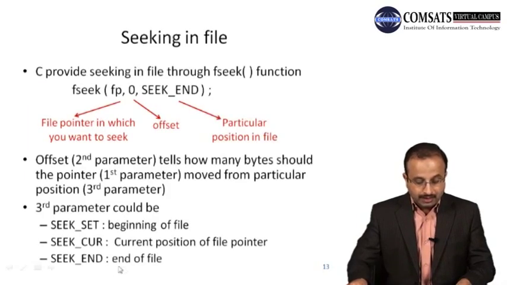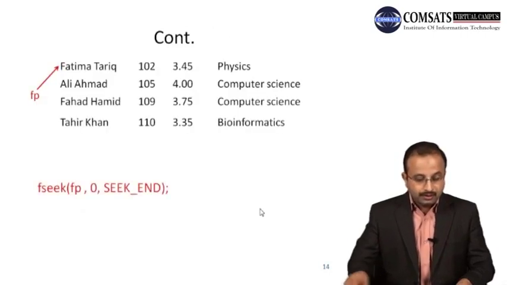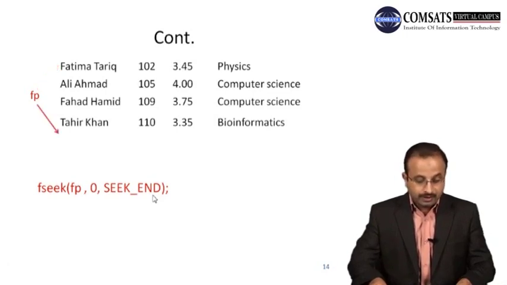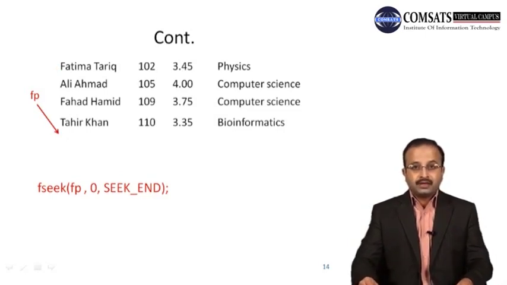So SEEK_END means end of file, SEEK_CUR means the current position of the file pointer, and the beginning of the file is SEEK_SET. So when this is executed, the file pointer points to the end of the file like this. Before that it points to the first character, and when we execute this fseek statement, fp, offset 0, SEEK_END, it points to the end of the file, then it checks the offset is 0. So the file pointer points to this position. Now you can add a record here.